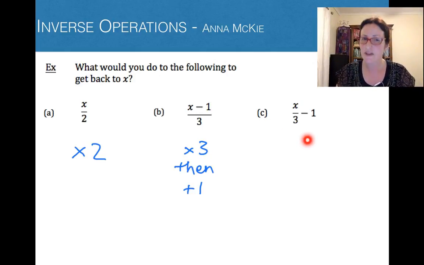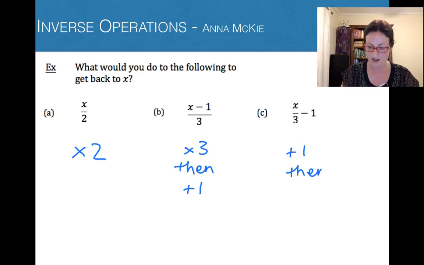Part C, similar to B, but in a slightly different arrangement. Say what you see there, x divided by 3, take 1. The last thing you said, take 1. So you have to do the opposite of that first of all. So the opposite of take is add 1, and then x divided by 3, the opposite of divide is a multiply. So then it's a multiply by 3. You see how these two are different. Same operations, but in a different order.